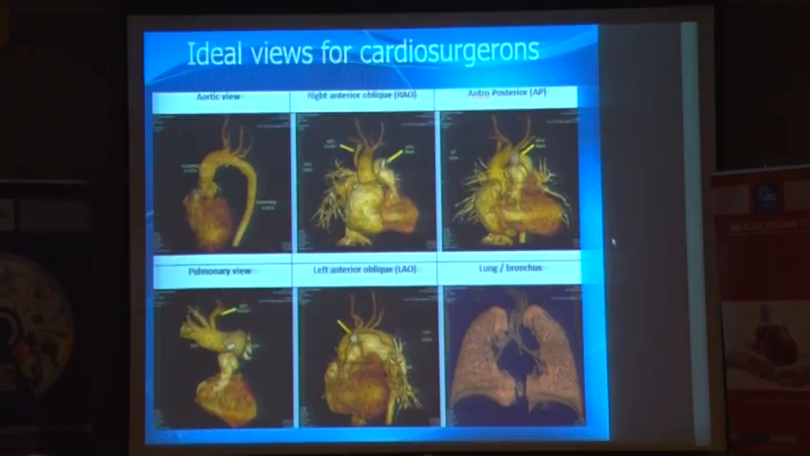And actually, cardiac surgeons like this type of images, and they ask us for more and more images like that. And they even want to use CT as a sort of platform or a preoperative exam for them. And they ask for several views: aortic views, pulmonary view, right anterior oblique, left anterior oblique, and they want us to always give them these types of images because they make life much easier for them.